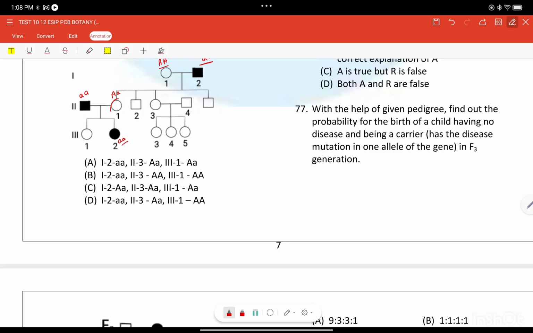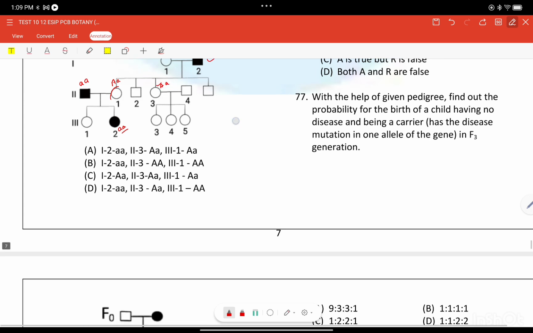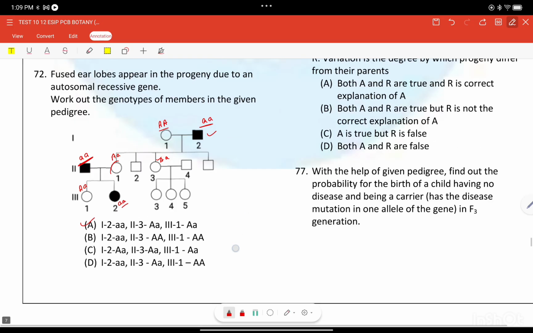So we have to find the genotype for 2, 3 and 1. For the second generation we have to find for 3. 3 is capital A small a. And for the third generation we have to find for 1. 1 is capital A small a. Capital A is not possible because this parent has small a genotype. So the answer is A.